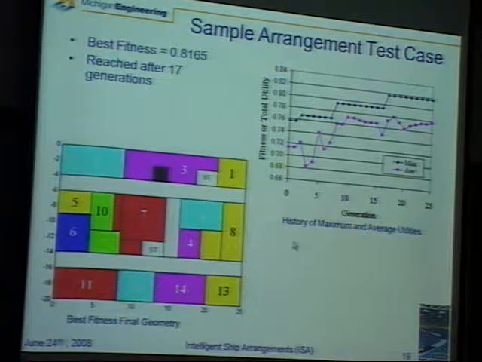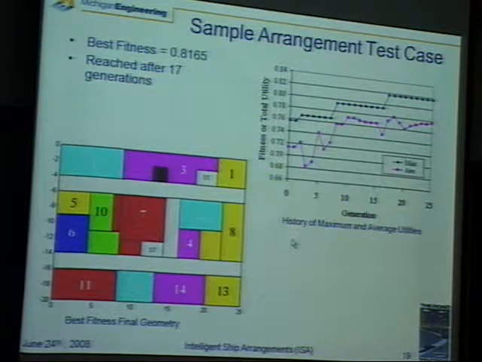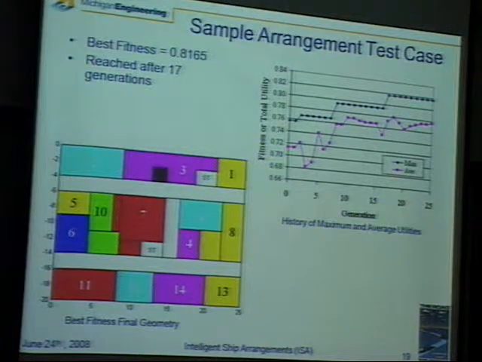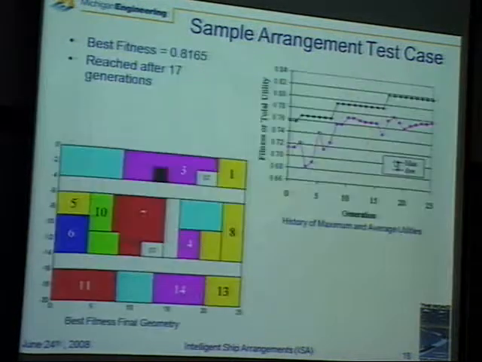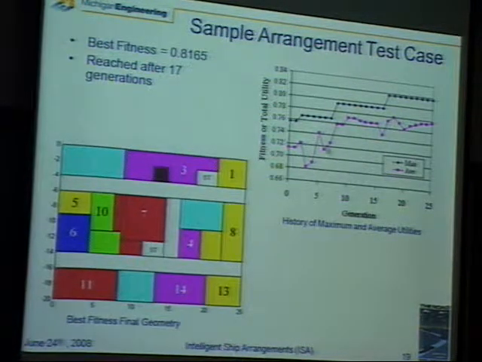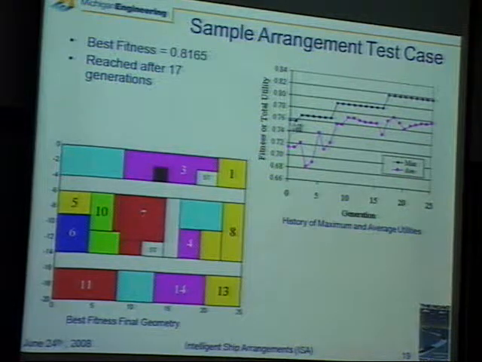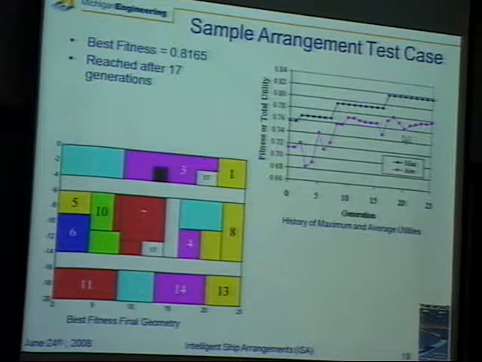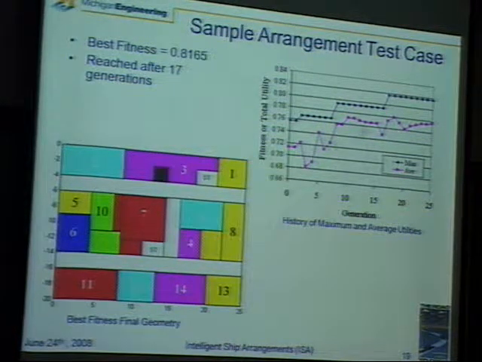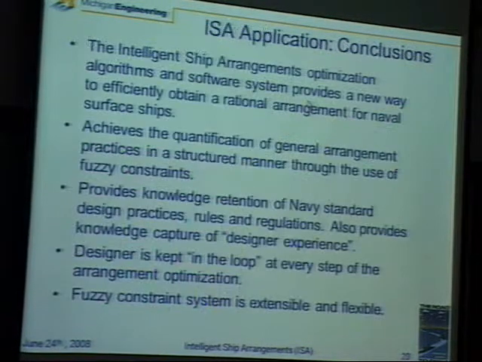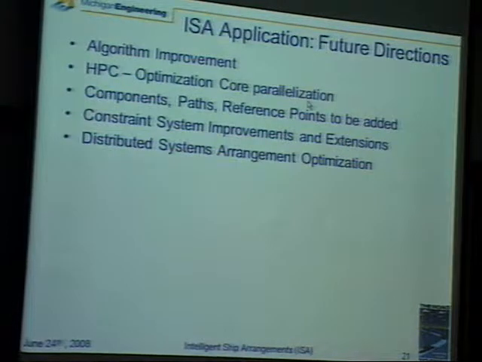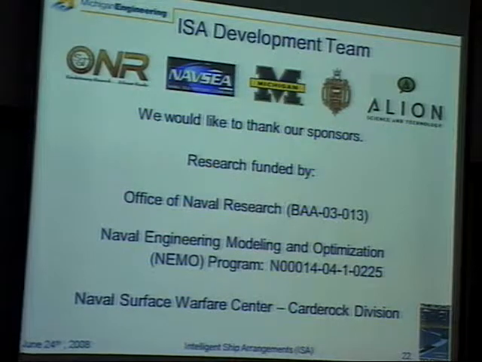And this is the sample solution based on this initial allocation and topology. In this arrangement problem, we take the history of the maximum value as well as the average value. As you can see, average value can be fluctuated, but the best one keeps increasing. Okay? So that's kind of one simple example.